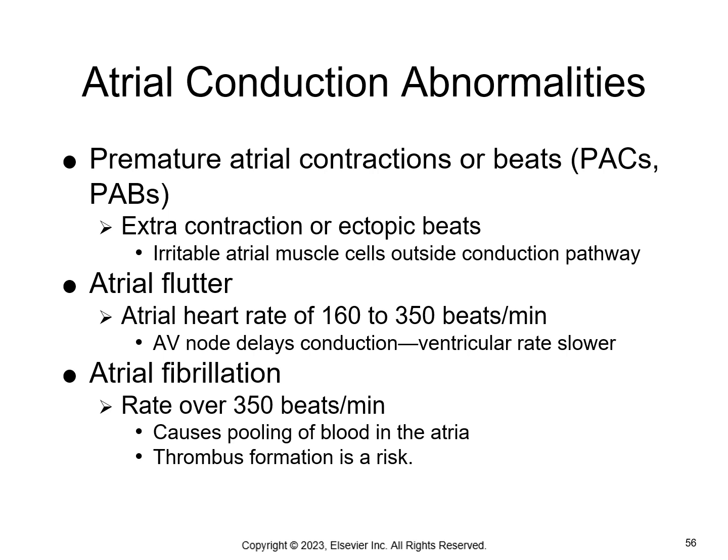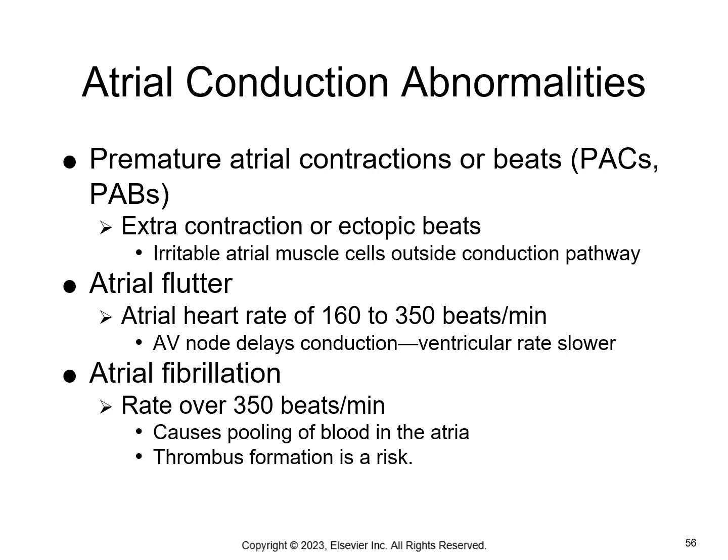With flutter, the AV node delays the conduction, and so the ventricular rate is slower. A pulse deficit can occur because we have a reduction in the stroke volume that is not felt at the radial pulse. Atrial fibrillation causes pooling of blood in the atria, and the formation of thrombi or clot is a risk here.